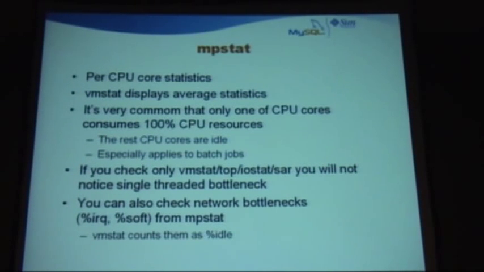mpstat returns per CPU core statistics. vmstat is popular, everybody knows vmstat, but vmstat displays average statistics. It is very common that only one CPU core consumes 100% CPU resources and the rest of the CPU cores are idle, especially for batch jobs. So if you check only vmstat, top, or iostat, you will not notice a single-threaded bottleneck. You can also check network bottlenecks, IRQ and softirq, from mpstat. vmstat counts them as idle, so don't trust vmstat for analyzing network bottlenecks.